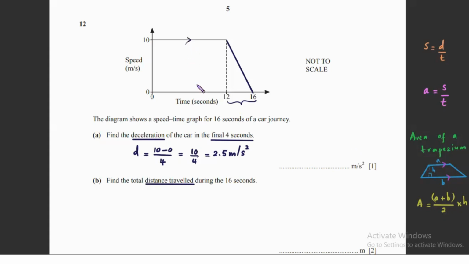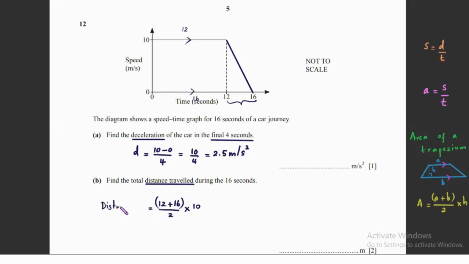In this case, these two are the parallel sides. So the distances are from here to here, it's going to be 12. And from 0 to 16, the distance is 16. So we will have to add 12 and 16 together, divide this by 2, and you need to multiply it with the perpendicular height. Perpendicular height is the distance between the two parallel lines. That's from 0 to 10, which is a 10. So you have 12 plus 16, you add them, divide it by 2 and multiply by 10. This will give you the distance traveled.